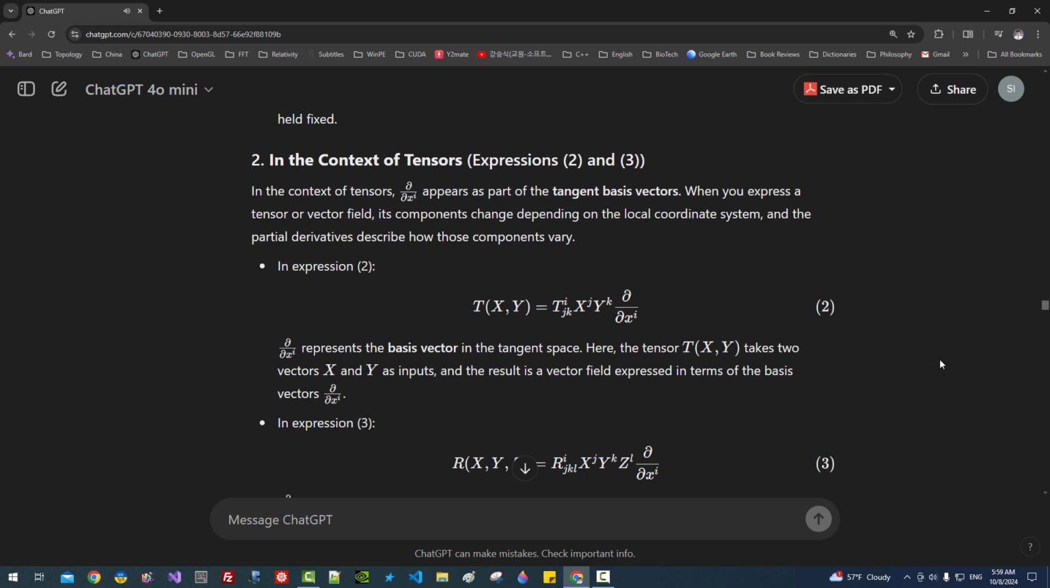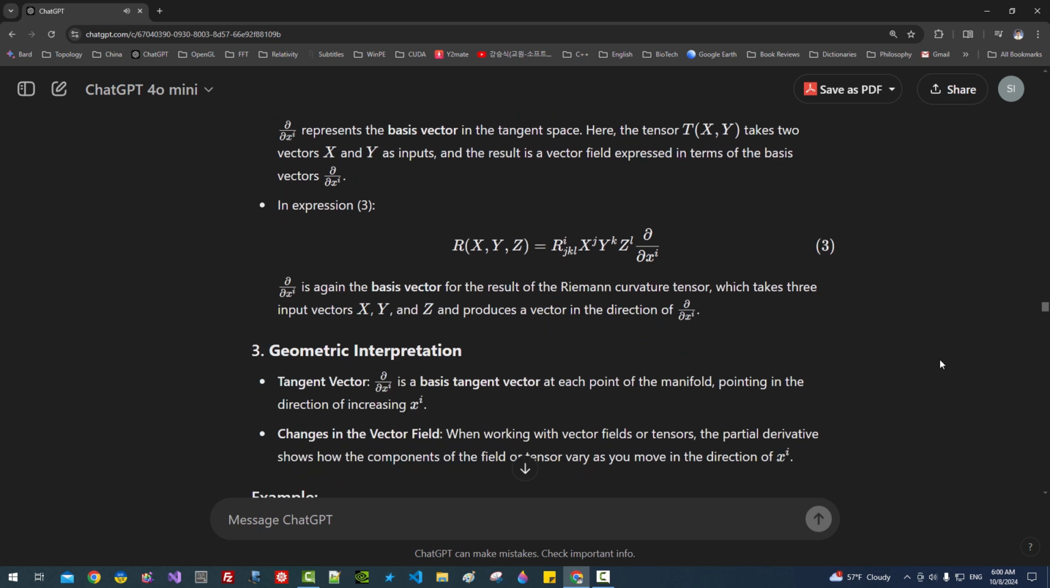In expression 2, T(X,Y) = T^i_{jk} X^j Y^k ∂/∂x^i, where ∂/∂x^i represents the basis vector in the tangent space. Here, the tensor T takes two vectors X and Y as inputs, and the result is a vector field expressed in terms of the basis vectors ∂/∂x^i. In expression 3, R(X,Y)Z = R^i_{jkl} X^j Y^k Z^l ∂/∂x^i, where ∂/∂x^i is again the basis vector for the result of the Riemann curvature tensor, which takes three input vectors X, Y, and Z and produces a vector in the direction of ∂/∂x^i.